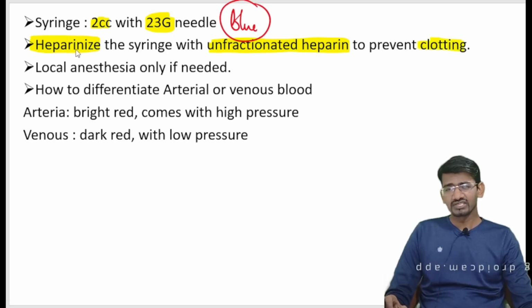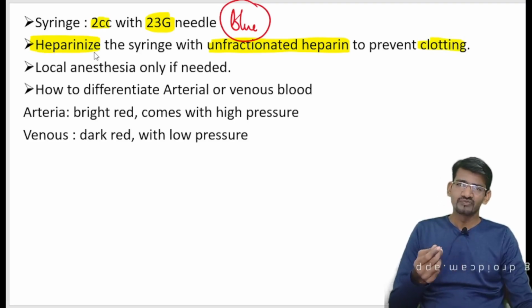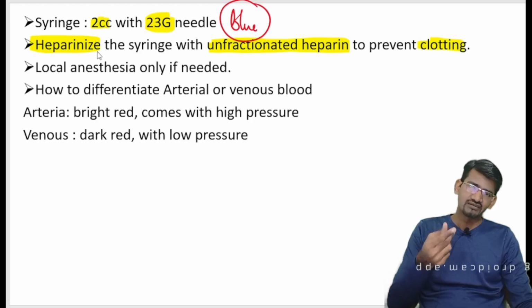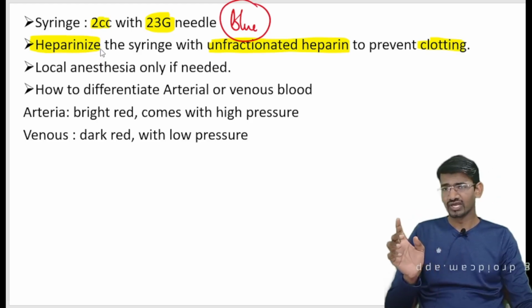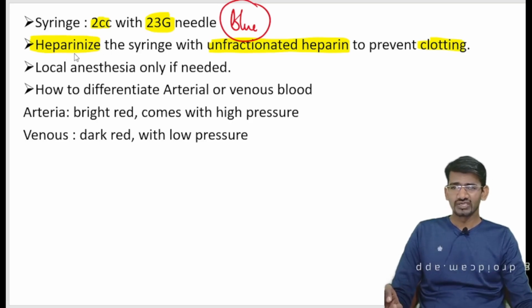So what do you mean by heparinization? We don't take any heparin into the syringe. We take the heparin and then flush it back into the vial. It is just like coating the barrel of the syringe with heparin. Excessive heparin should not be there because it may alter the values in the blood sample.